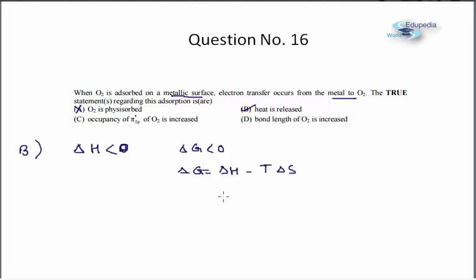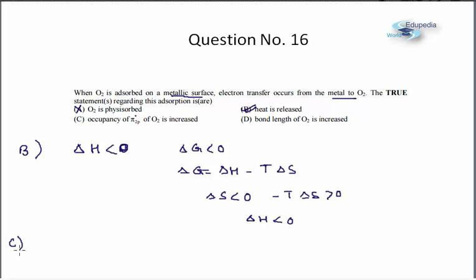Now as delta S in adsorption is negative, that means minus T delta S would be positive, and if minus T delta S is positive, overall delta G can only be negative when delta H has a large negative value. So any adsorption process has got to be exothermic only. So B will be my answer. Let us look at C. Occupancy of pi star 2p of O2 is increased.